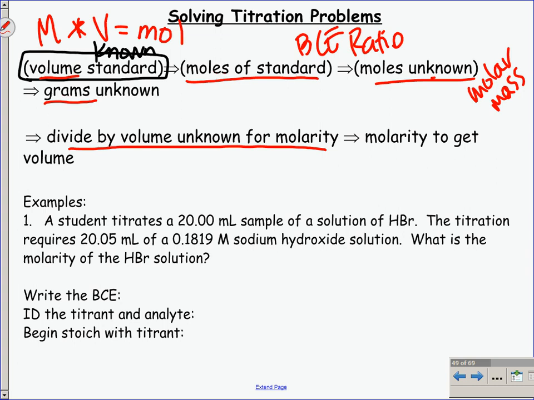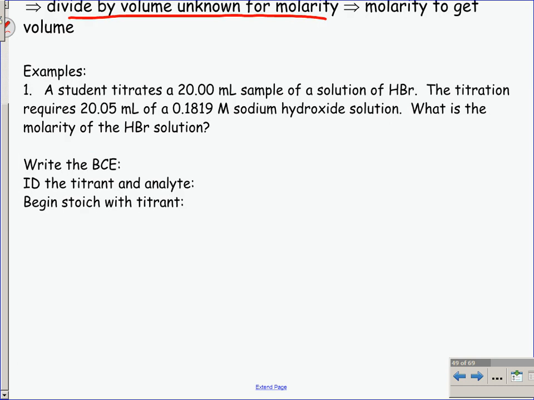Let's do an example so you understand how to label, process information, and actually complete the whole thing. On this question, let's just read it first and make sure we're seeing what I'm seeing. A student titrates, so that's the whole big glassware procedure, right? A student titrates 20 milliliters of a sample solution of hydrobromic acid. The titration requires 20.05 milliliters of 0.01819 molar sodium hydroxide solution. What is the molarity of the HBr solution?